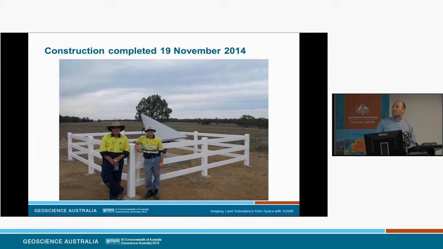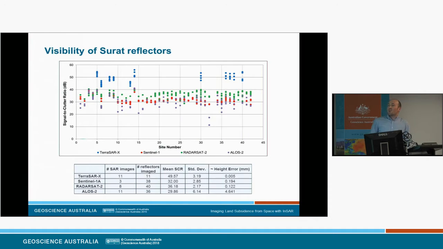So the construction was completed in late November last year, and I think our team was pretty keen to get back to Canberra, needless to say. Since November, we've been imaging the corner reflectors with a number of SAR missions. Since gunning, there have been some new launches of missions, such as the Sentinel-1 C-band mission and the ALOS-2 L-band mission, which I just mentioned.